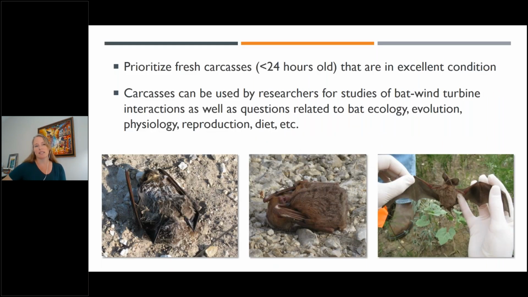If you are going to collect these carcasses and thinking about donating them for research, I would suggest that you prioritize fresh carcasses, those that are less than 24 hours old and in excellent condition. This will maximize the different potential uses for these carcasses. They could be used to answer questions related to bat-wind turbine interactions, bat ecology, evolution, physiology, reproduction, diet, etc. Really, we could have a treasure trove of information that can improve our understanding of basic bat biology just through picking up these carcasses and donating them for research purposes.